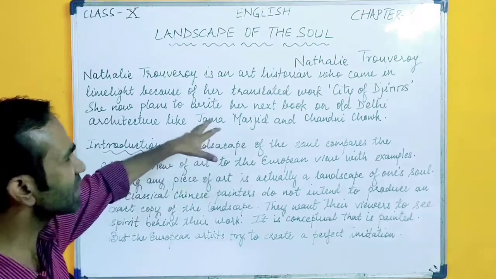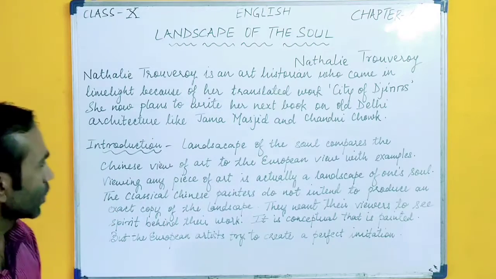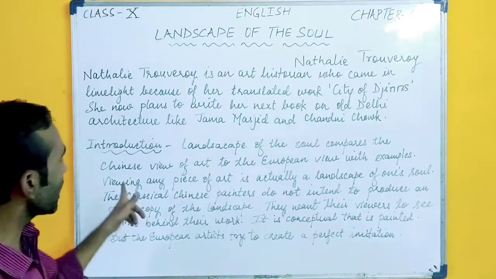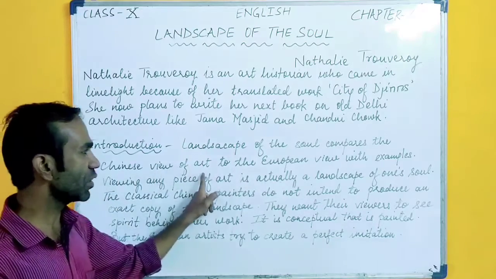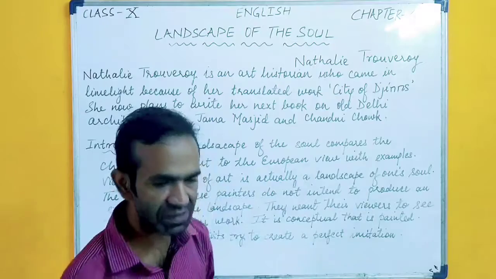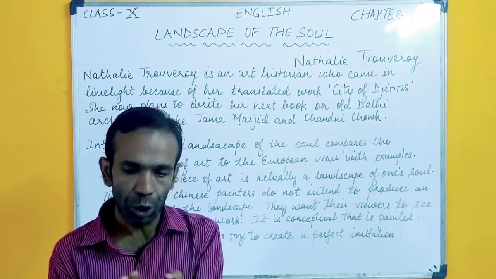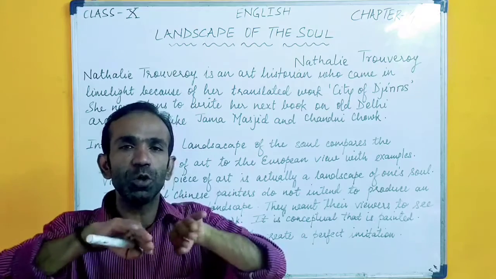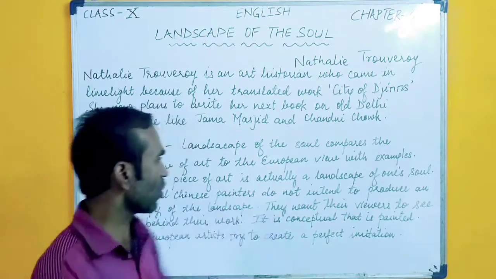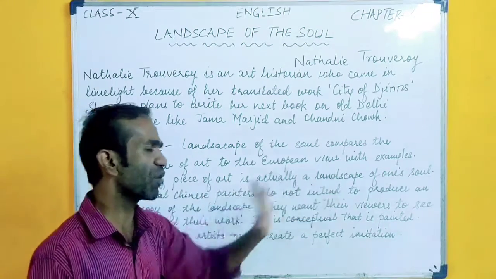Now, what is there actually in this chapter? Let's know about its introduction. Landscape of the Soul, this chapter, compares the Chinese view of art to the European view of art with examples. Means the chapter is citing examples to differentiate between two different arts, the Chinese view of art and the European view of art. Viewing any piece of art is actually a landscape of one's soul.